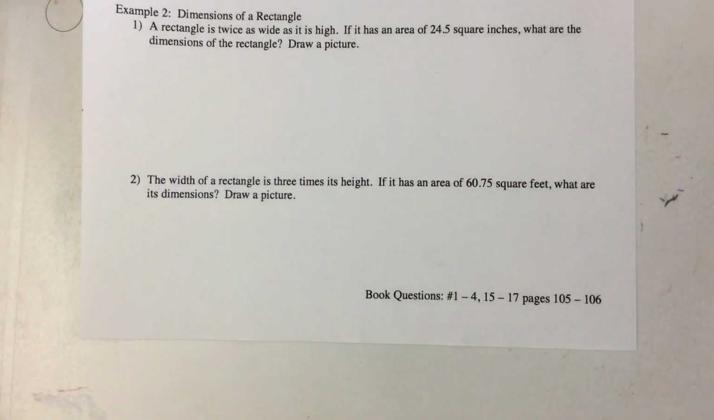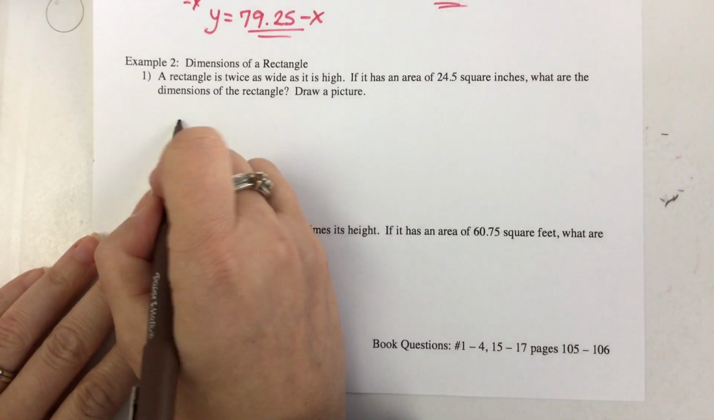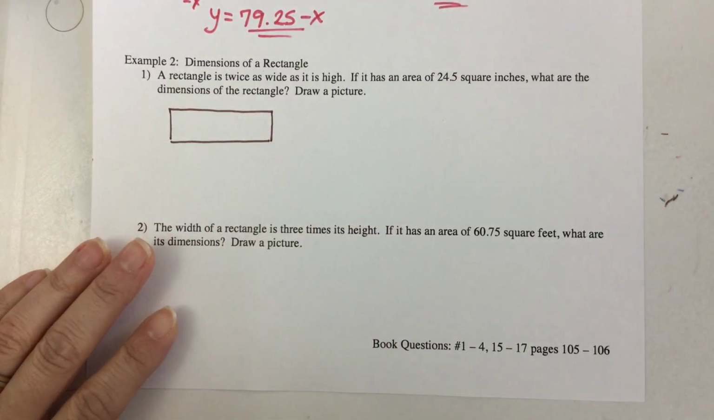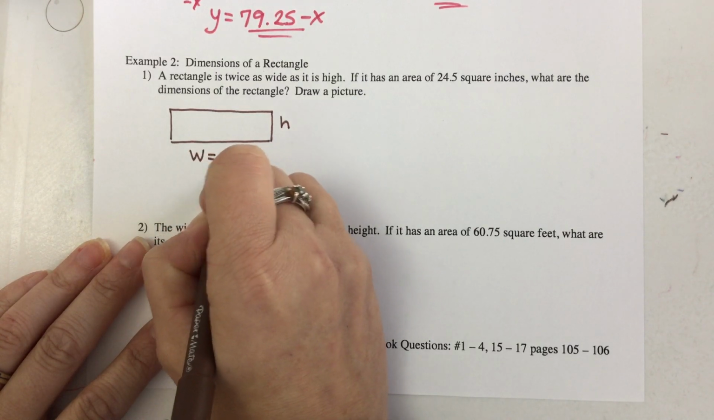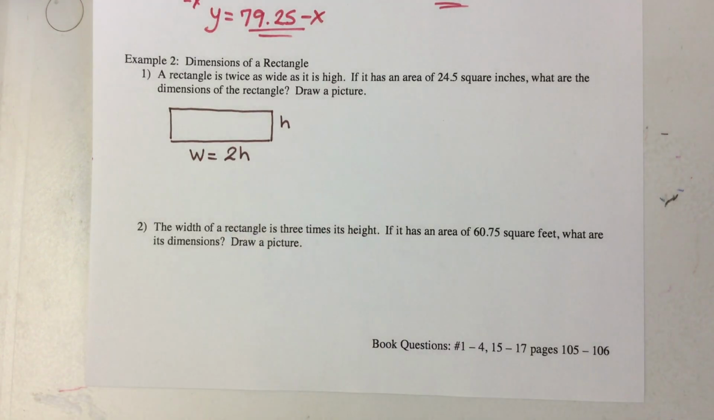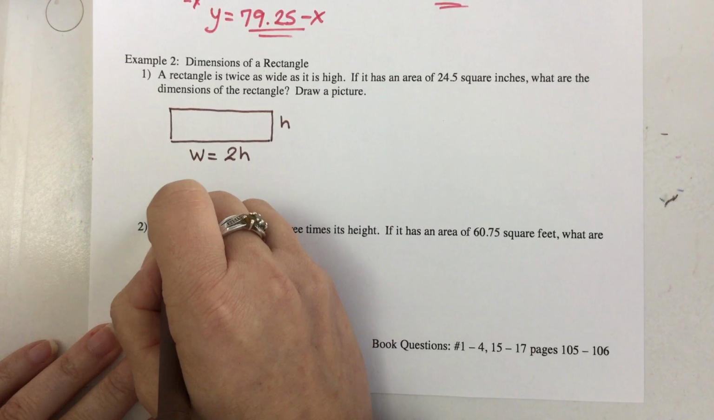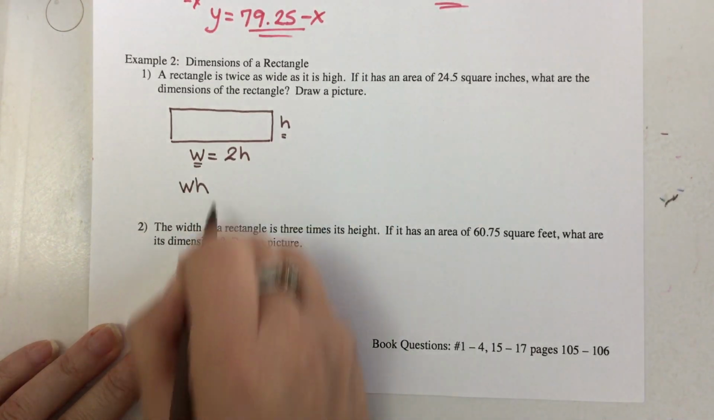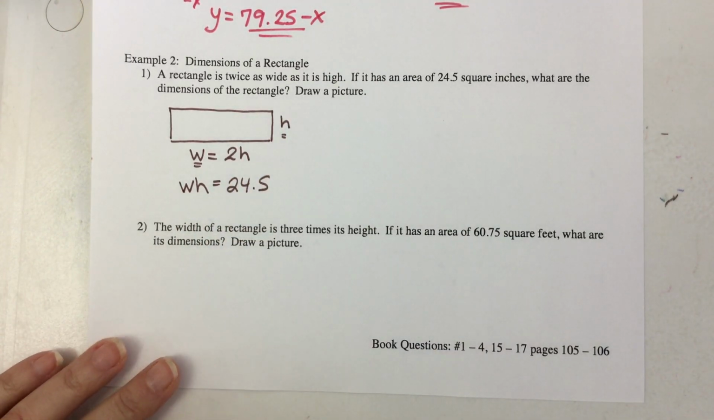Okay, let's go ahead and connect this fun idea to geometry. A rectangle is twice as wide as it is high. Okay, so if this is the height, the width would be 2h because the rectangle is twice as wide as it is high. It has an area of a rectangle. Remember, area is length times width. In this case, we're saying the width and the height. The area equals 24.5. What are the dimensions of the rectangle?